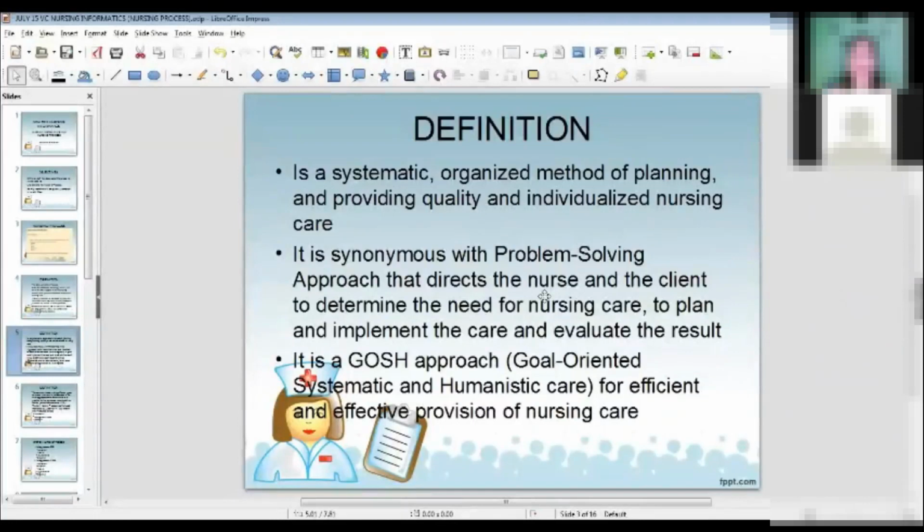Another definition of the nursing process is that it is a GOAL approach. When we say GOAL approach, it is goal-oriented, systematic, and humanistic care for efficient and effective provision of nursing care. Again, goal-oriented. So we have to set our goal when we formulate the plan of care. One example of a goal, this is a basic goal: if your patient has fever, our goal is to lower down the temperature.